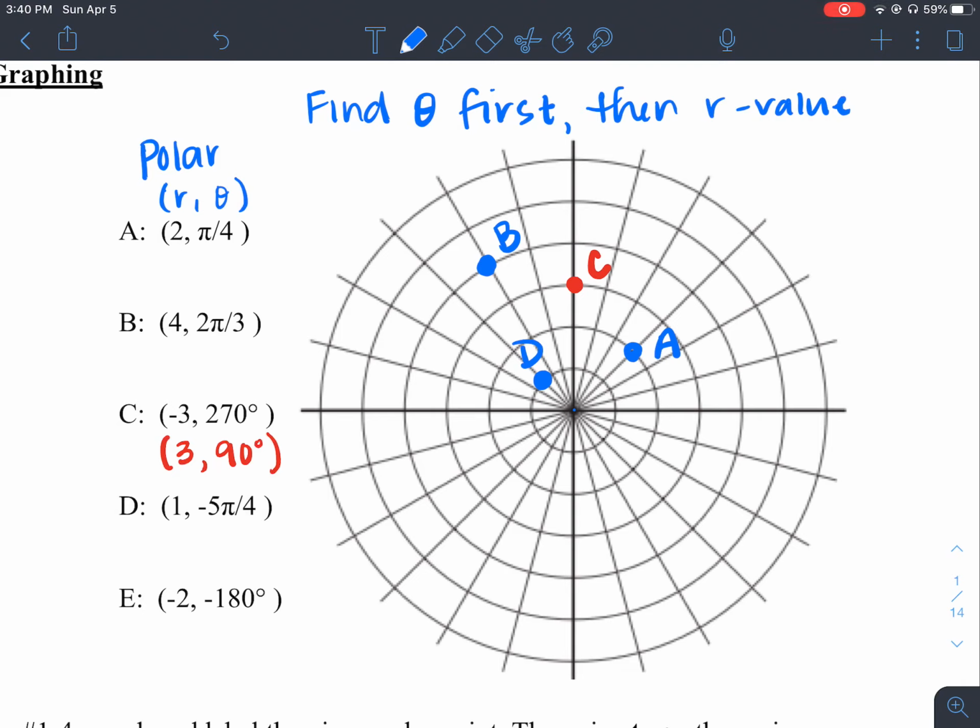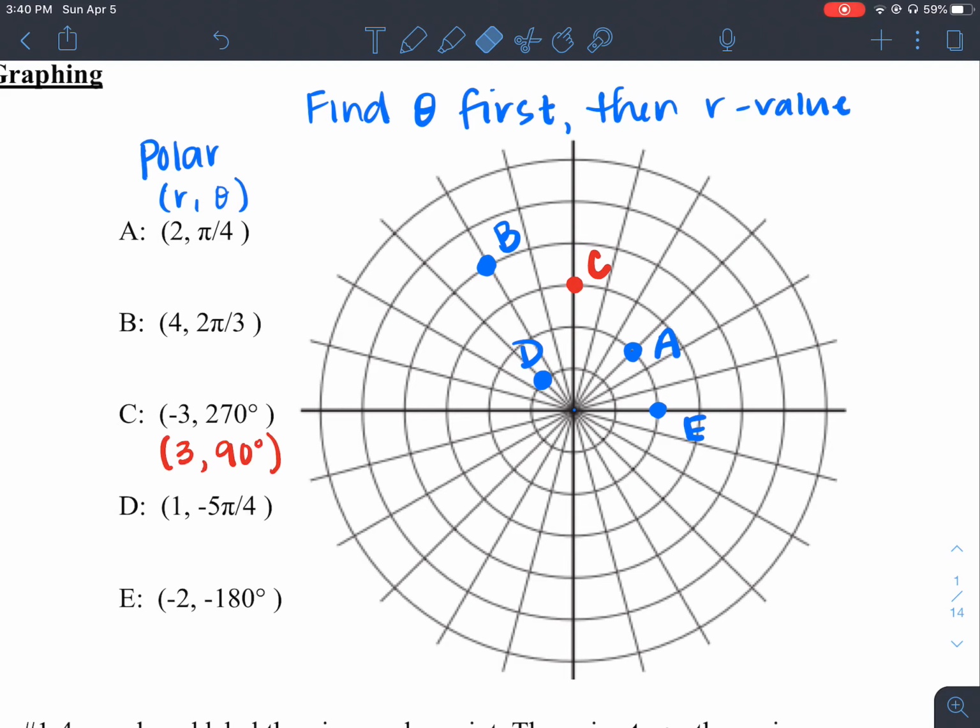And then our last point, point E, negative 180 degrees. That's going to put me here. That's my negative 180. But I want to do a radius of negative 2. So instead of going out to that terminal angle side to the left, we're going to go in the opposite direction, 2, which gives me my point E right here.